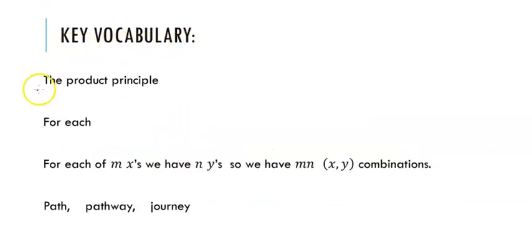Our key vocabulary for this lesson: the product principle, for each, extremely important, and whenever you think of the words for each, you should think of multiply. There are two words there. But whenever you hear that phrase, you should think of multiply. And what is essentially the product principle itself. For each of m x's, we have n y's, and so that means we have m times n xy combinations in total. And we have path, pathway, journey. So a path is like a direction that you can travel in, or a way that you can travel.